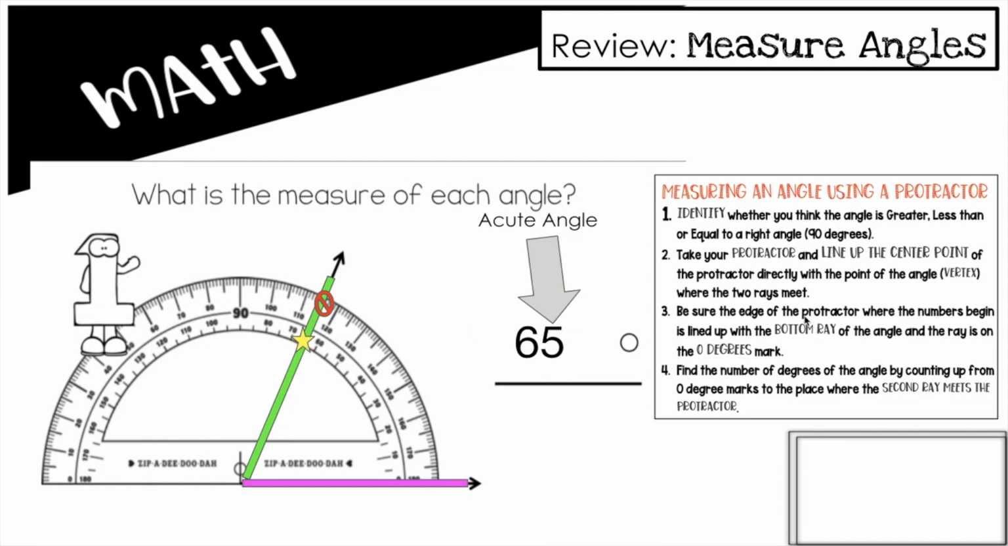And now you check yourself back with number 1. Identify whether you think it is greater than, less than, or equal to. Is this less than? It's acute. Less than 90? Is 65 less than 90? Yes. Perfect. I got my acute angle.